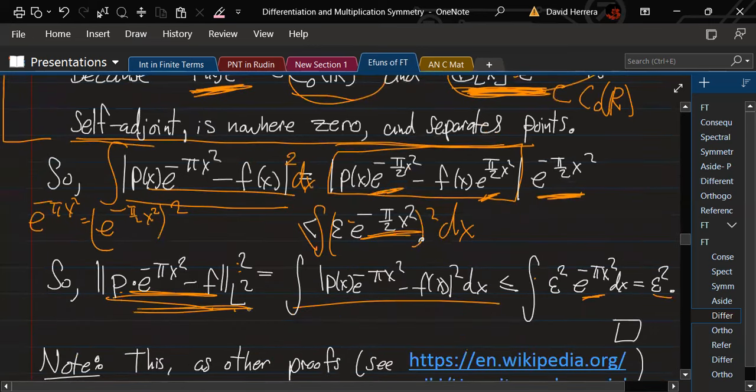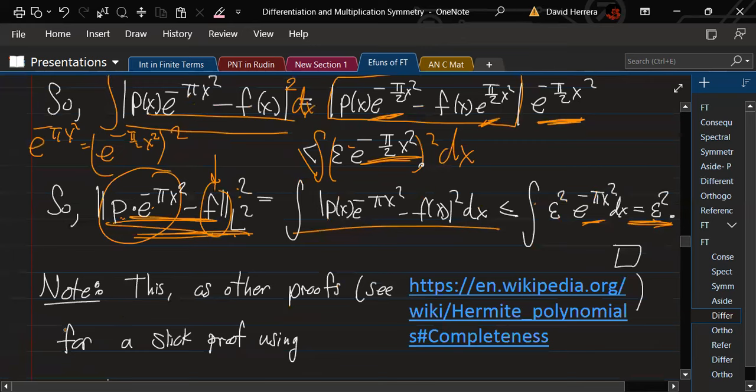So that's what I showed here. What it shows is that the polynomial times the Gaussian is dense in L2, because I took any compactly supported function that was continuous, and it should be approximated by this in the L2 norm. And because continuous compactly supported functions in L2 are dense, that's all I need.